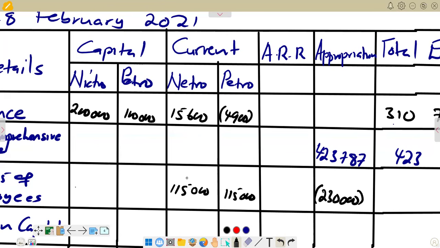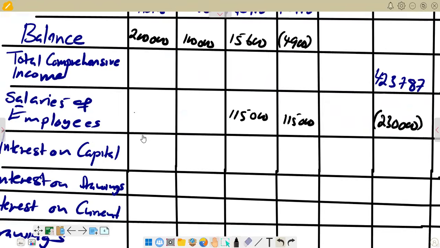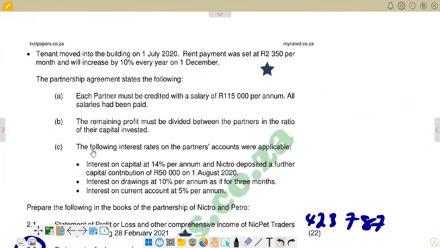So remember, in the current account, salaries goes to the credit side. So that's why we are adding everything that goes to the credit side of the current account, and everything that goes to the debit side of the current account is subtracted in this form. So come here, we have got another item that we are going to look at, which is interest on capital. So we go to check again in the terms of the partnership agreement how we are going to calculate the interest on capital. So if you come here, you see the following interest rates for the partners accounts are applicable.